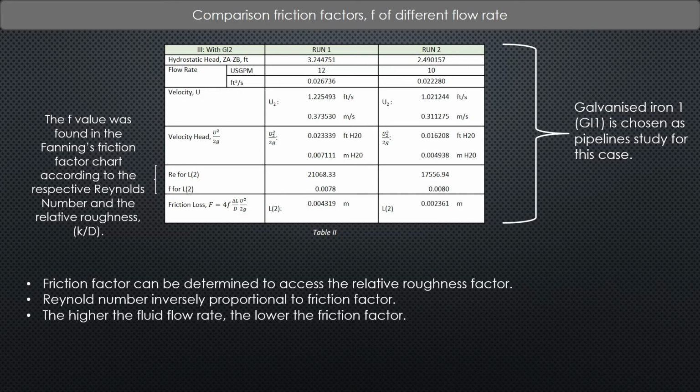With flow rate for the first run at 12 US gallons per minute, the friction factor recorded is lower than when the flow rate is 10 US gallons per minute. This shows that the higher the flow rate of fluid flow, the lower the friction factor.